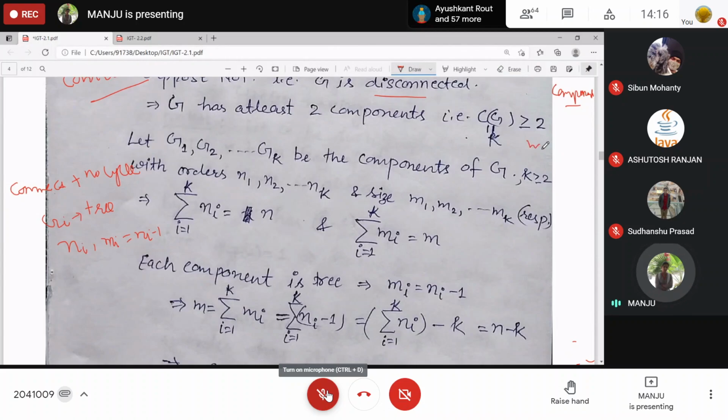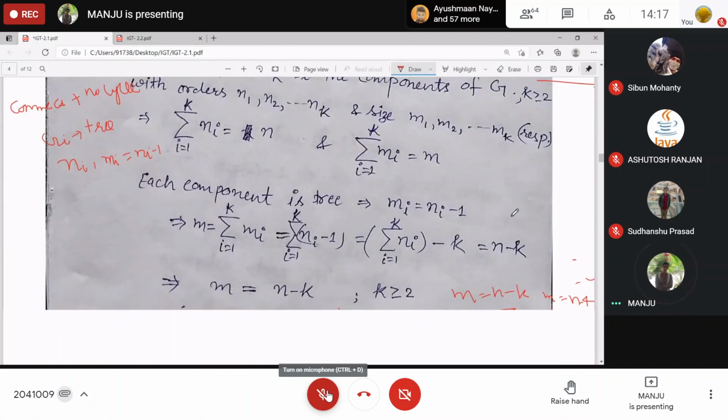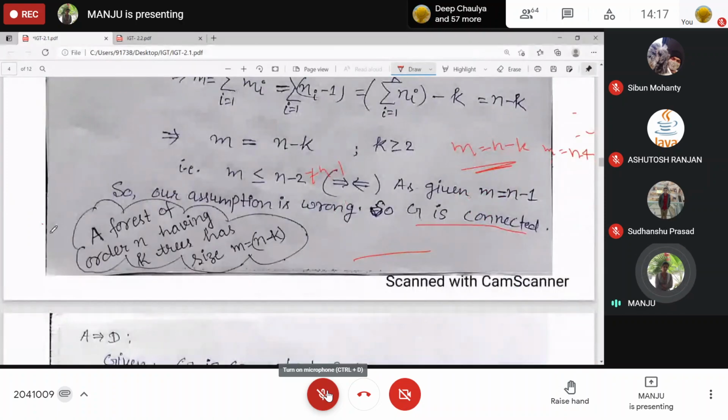Finally, the size of the forest will be n minus k. Okay? And here I have written a forest of order n having k number of trees, or it could be k number of components, having k components has size n minus k. Got it?